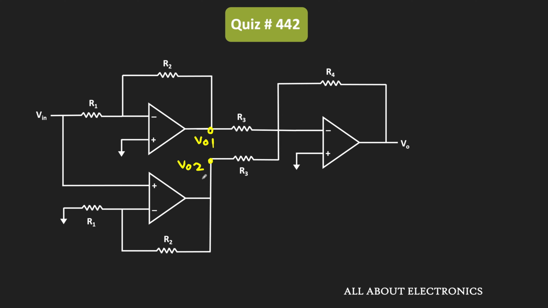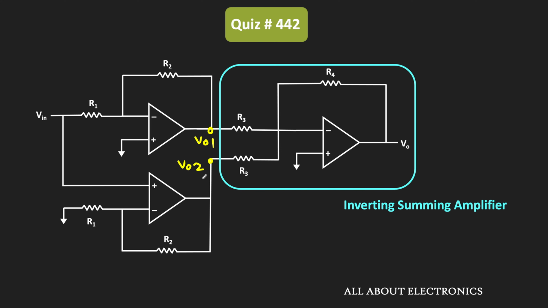Similarly, if you see this third op-amp, then it is basically an inverting summing amplifier. So here, these outputs VO1 and the VO2, or the outputs of this first and the second op-amp, will be given as the input for this third op-amp. That means if we see the output of this third op-amp, then Vout is equal to minus R4 divided by R3 times this VO1 plus VO2.